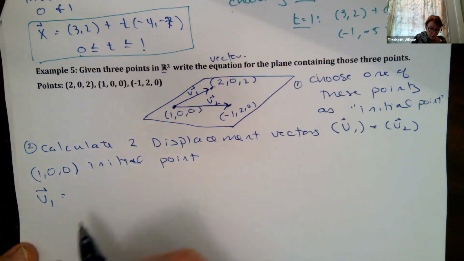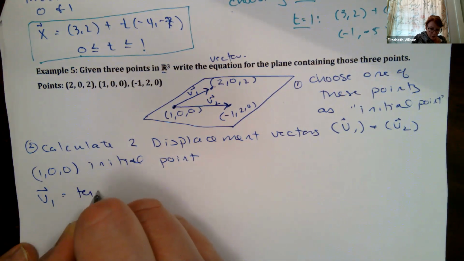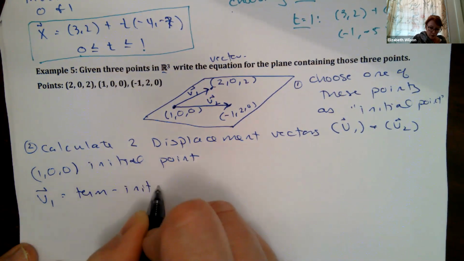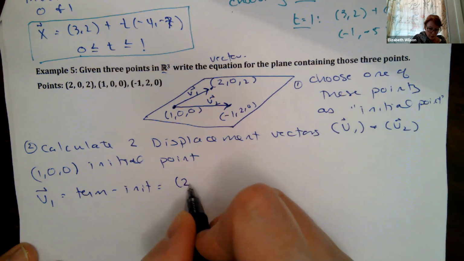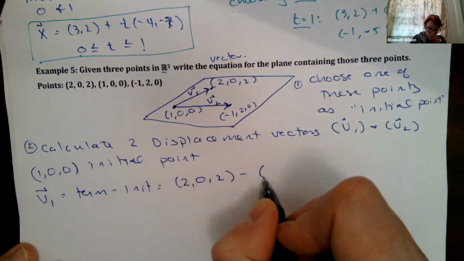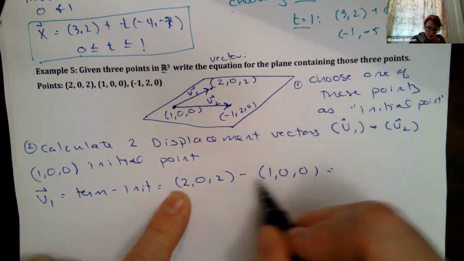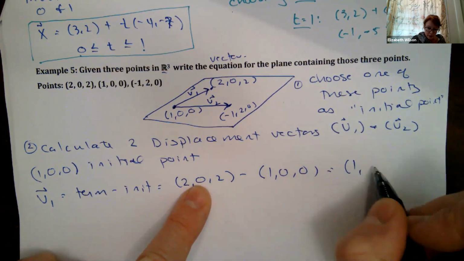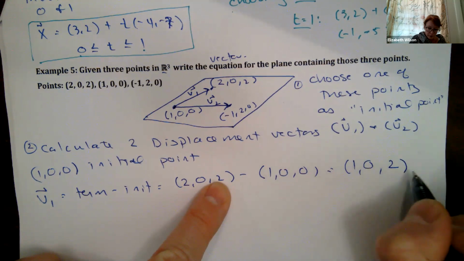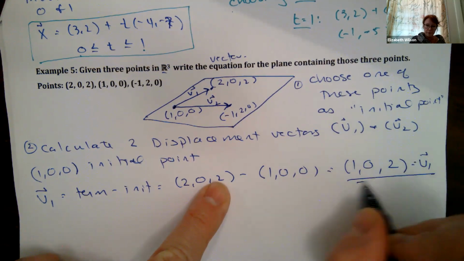Okay, so V1, remember, it's going to be terminal minus initial. So terminal, I'm going to go 2, 0, 2 minus my initial 1, 0, 0. Okay, so this is 2 minus 1, that's 1, 0 minus 0, 2 minus 0. So that's equal to V1.